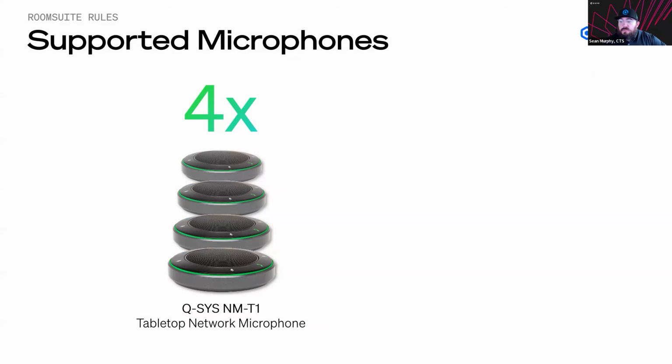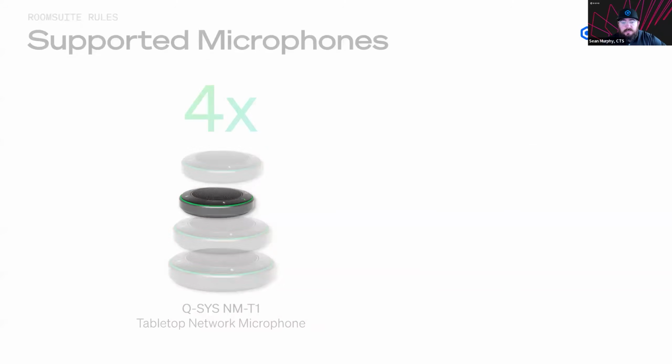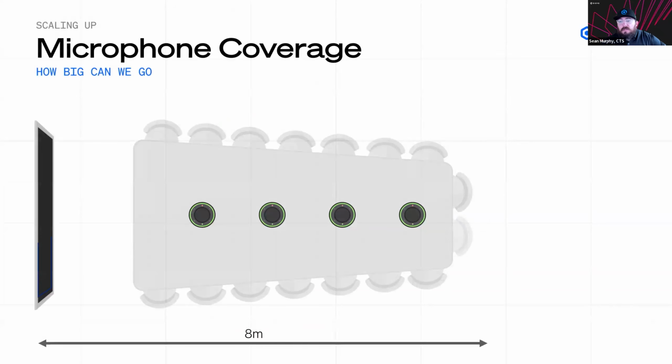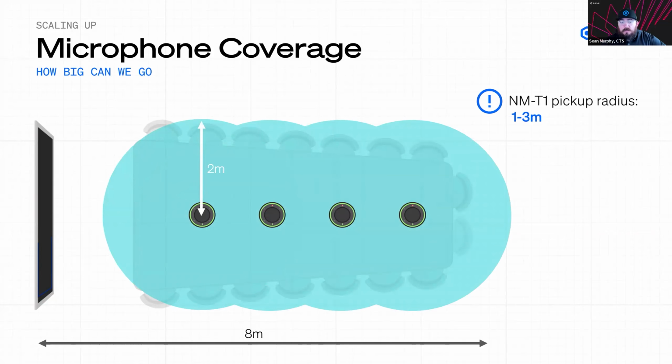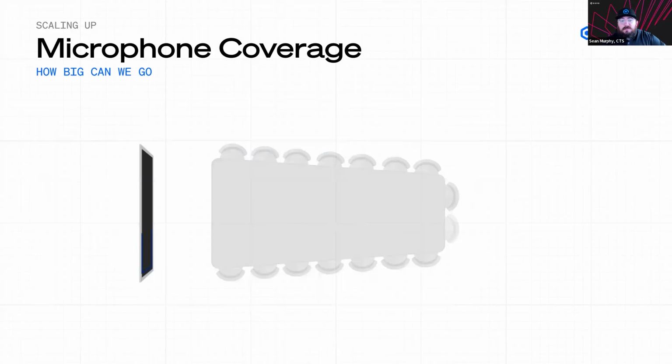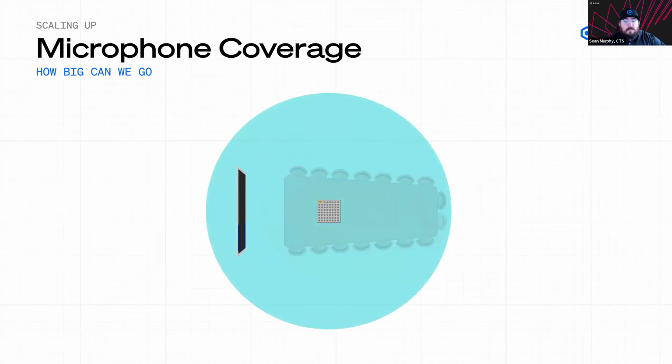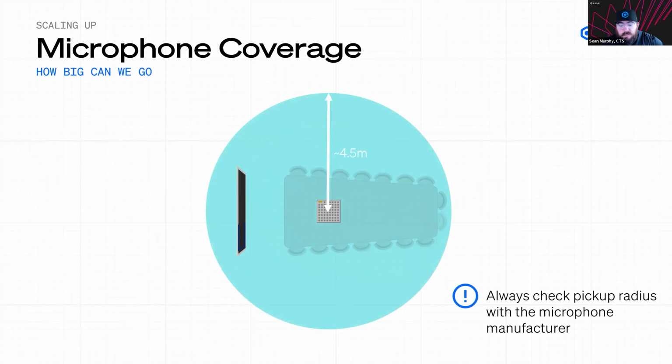So how big can we go with RoomSuite? NMT1s are a good example. We can support up to 4. But what does this really mean? Well, think of the NMT1 pickup radius as about 6 feet or 2 meters. You put 4 of them at a table, and you will be able to pick up a table that is up to about 24 feet long. In theory, this is totally doable, but a space that is as large as this may benefit from using a ceiling array microphone like your Sennheiser, Shure flavors, etc.